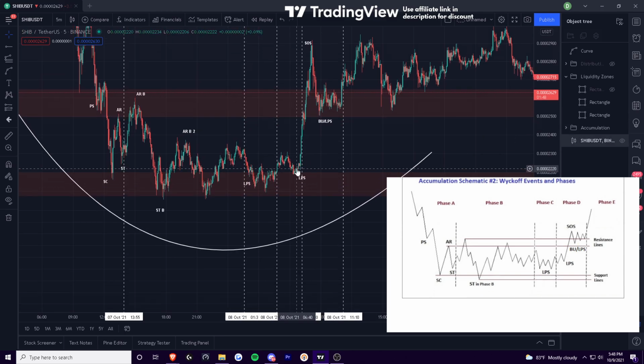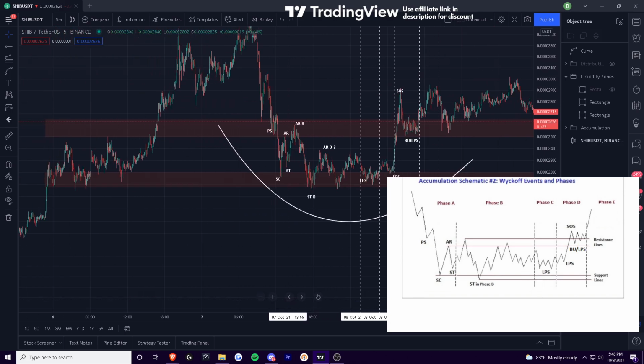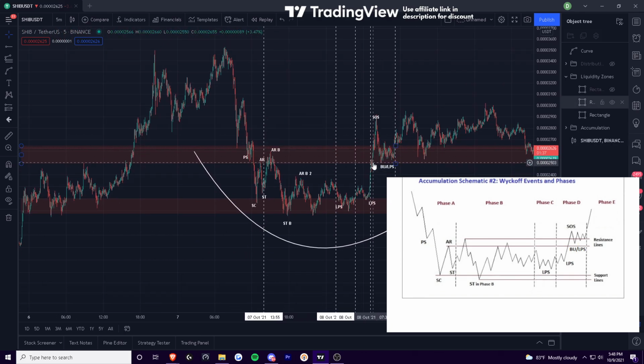We did LPS again, last point of support, as you can see in the schematic. And then we came up for a sign of strength where we break above the upper liquidity zone, the resistance zone, and then we back up and do another last point of support, boom, and then we blow up here.